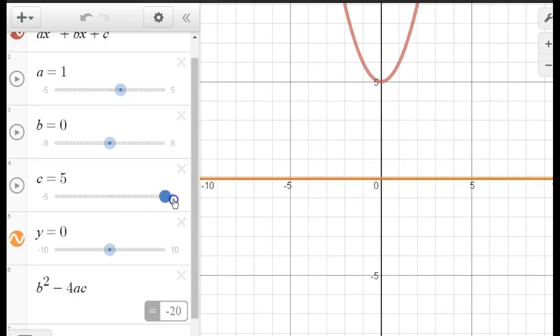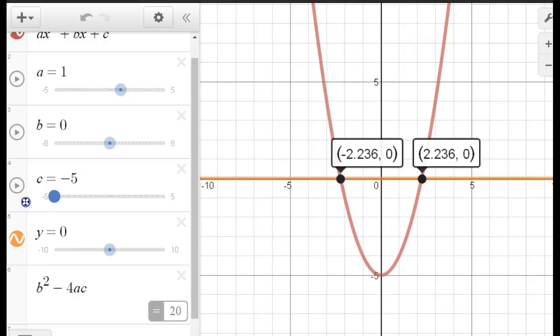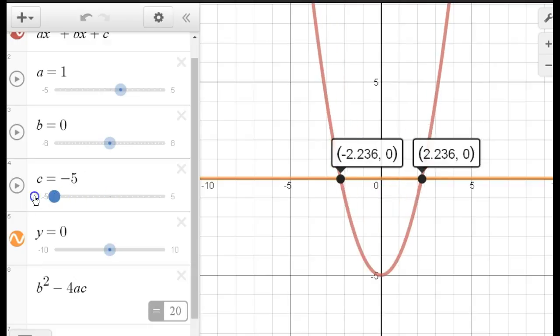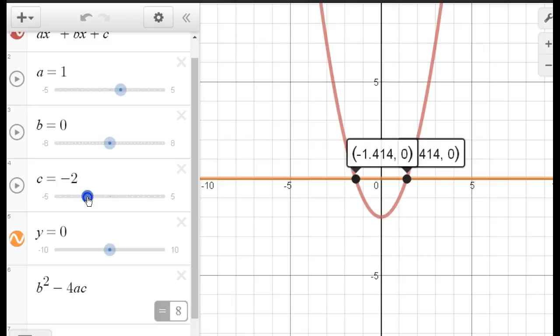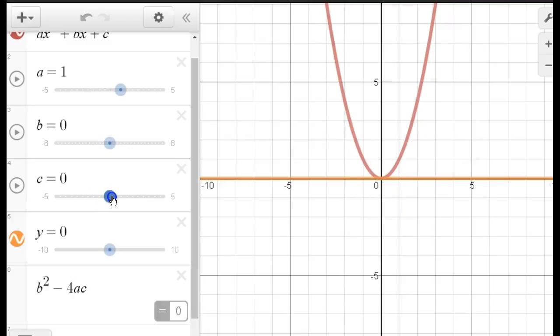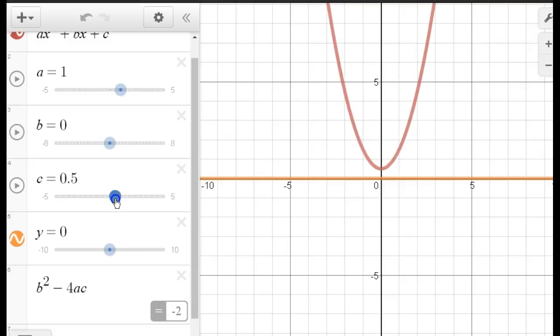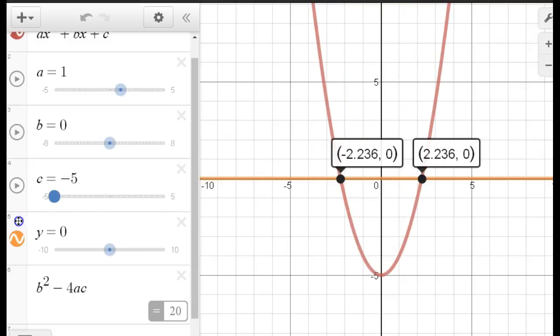Any ideas there? Anybody know how to put that into words? You can see it, but how would you explain that? So when it's positive, it's right here. When it's negative, it's right here. I mean, when it's 0, it's right here. And when it's negative, it's up here. So what is this discriminant number telling us? Anybody got a way to say this? Explain it?